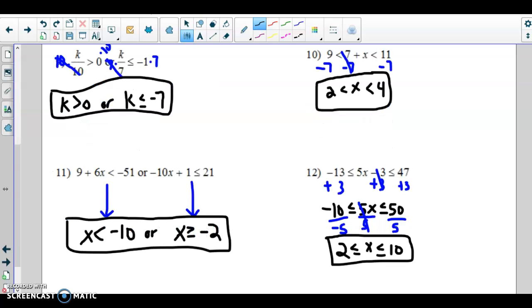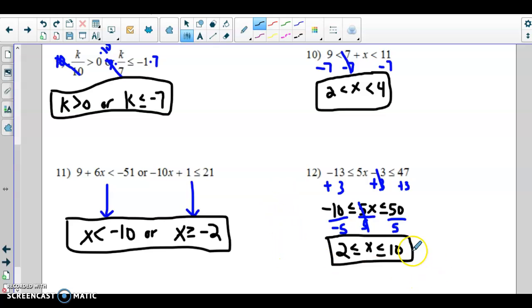So here are the answers to 11 and 12. I didn't show the work for 11. You just solve them separately, just like we did in the previous video. Be careful, though, in this second inequality, you subtract the 1, and then when you divide by negative 10, the inequality flips around. So just make sure you carefully check your inequality in number 11.